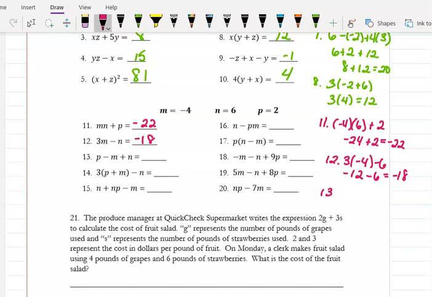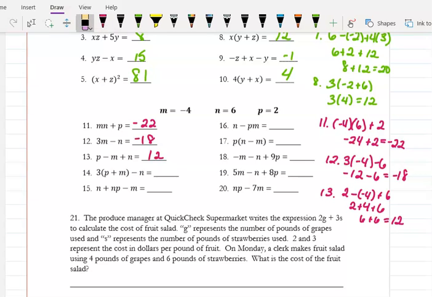Number 13, p minus m plus n. So p is 2 minus m is negative 4 plus n is plus 6. So we have a double negative here. Let's make that positive. So 2 plus 4 plus 6. And then left to right, 2 plus 4 is 6 plus 6 is 12.